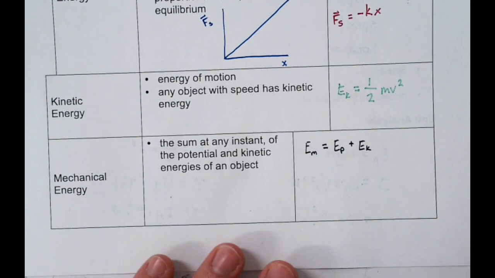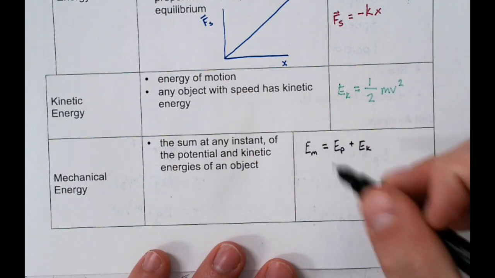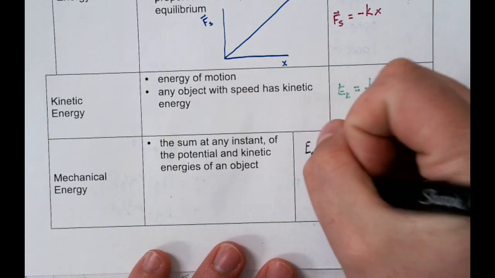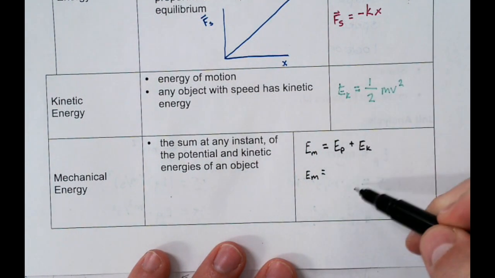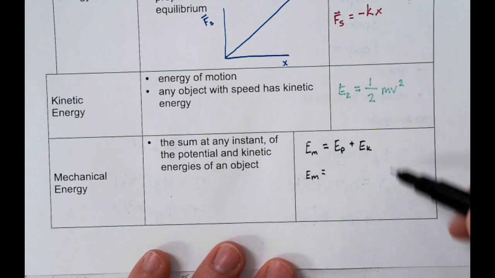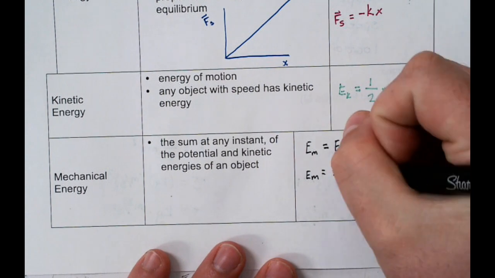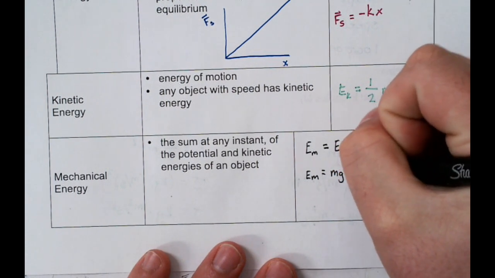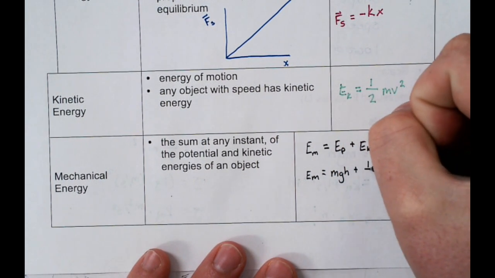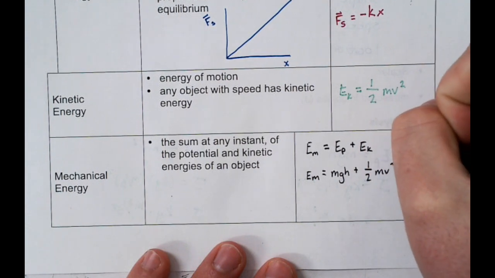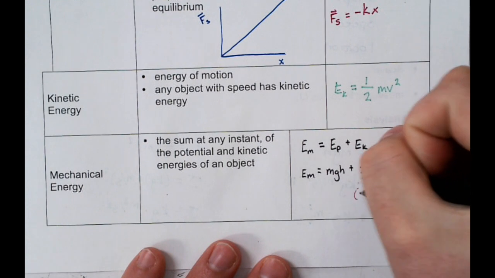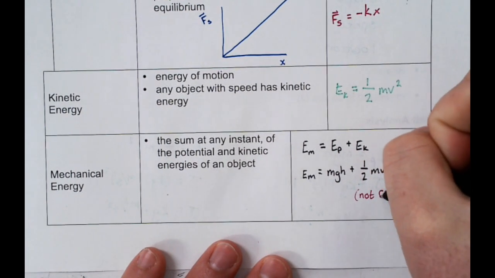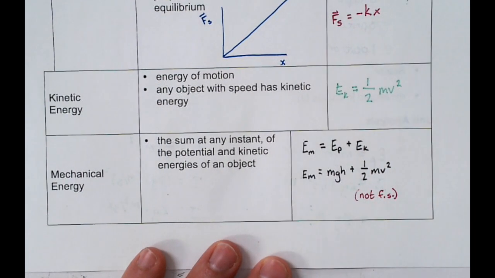This is not on your formula sheet. What you're going to end up doing a lot of times is taking your mechanical energy and plugging in your formulas for potential and kinetic energy. So it's equal to mgh plus 1/2 mv squared. Again, this is not on your formula sheet, but it is something you're going to need to know and understand.